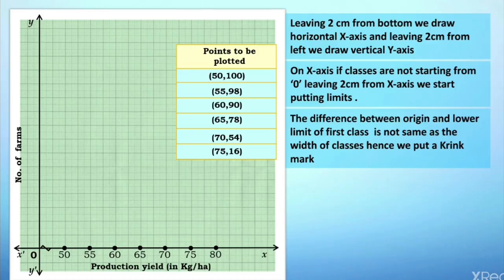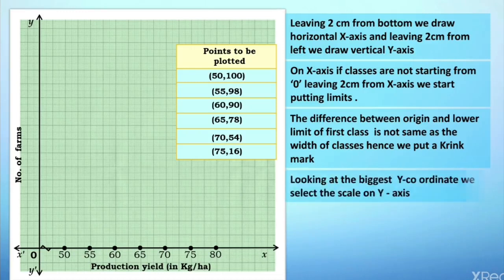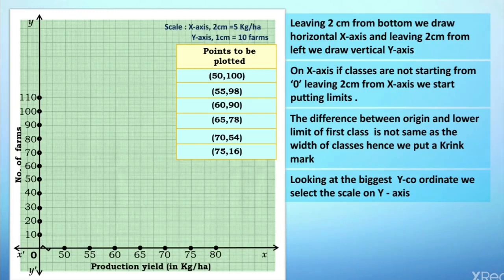After that, we see the biggest value of y coordinate and accordingly we select the scale and we do the marking on y-axis. For this, we mark the first point at 1 centimeter of 10, 20, 30, 40, 50, 60, 70, 80, 90, 100 and 110. Once we are ready with these, we mention the scale. As we can see, x-axis 2 cm is 5 kg per hectare and y-axis 1 cm is equal to 10 farms.